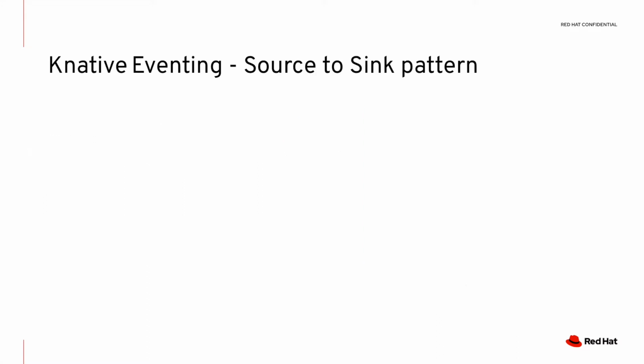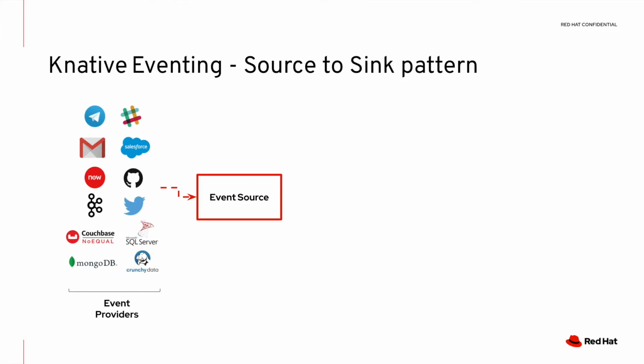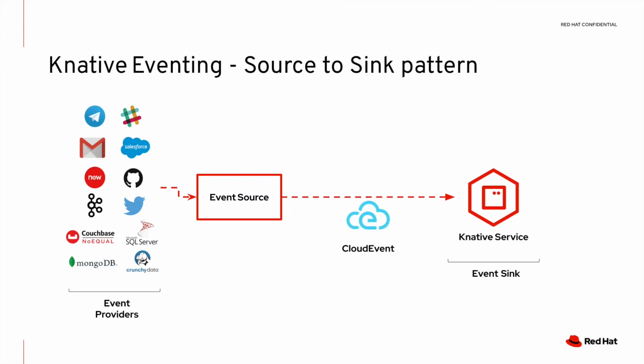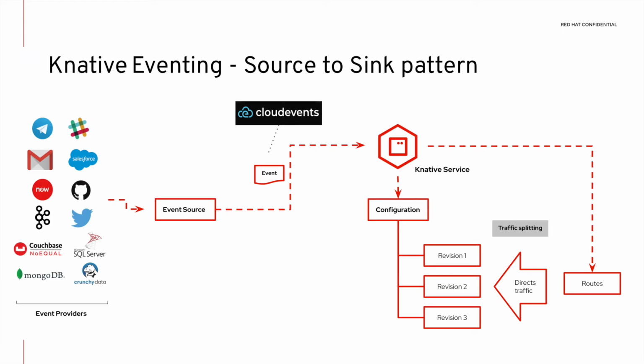The simplest event pattern is a source to sink pattern. An event source is an adapter for integrating external event producers with event consumers or sinks. The event source transforms events from external systems to a Cloud Event before pushing them onto the sink, which is typically a Knative service. A Knative service, as you remember, manages the configuration and routes of our serving component.